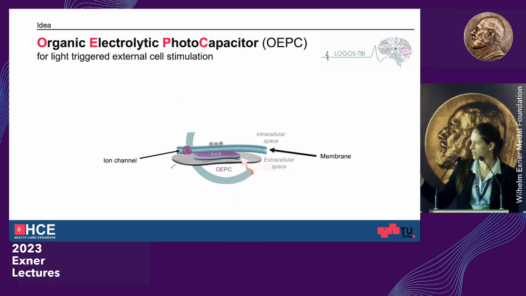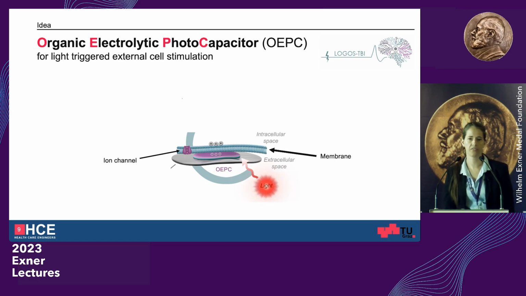And then looking here, we can see on the bottom the OEPC device, which consists of several layers. I will come to this later on. And on top, we see again this bilayer of the cellular membrane with one of these ion channel proteins. So what we do is we switch the light on. We hope that we can then depolarize the membrane of the cell, open these voltage-gated ion channels that I was talking about, and in the end, hopefully be able to fire an action potential of the cell.